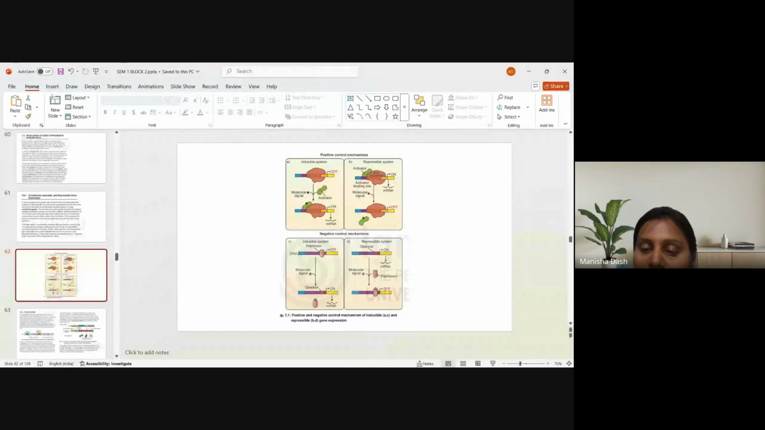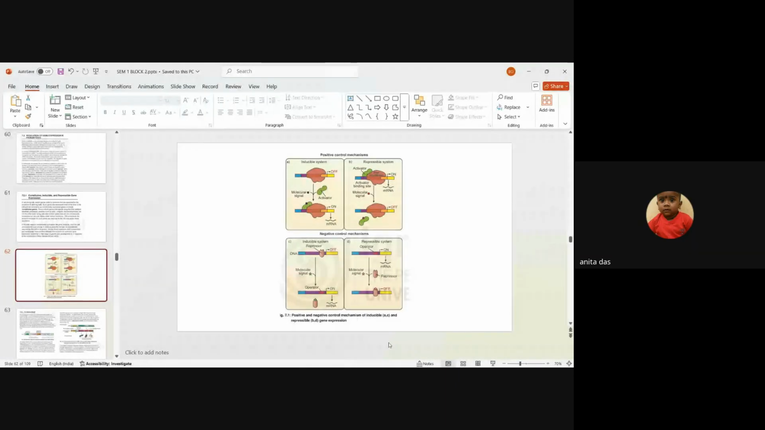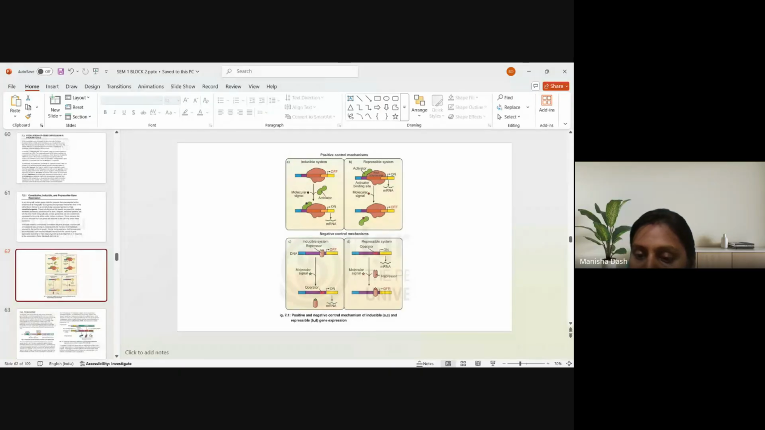Okay, any other question? Madam, what is the difference between translation and transcription? Transcription is synthesis of mRNA, sorry, DNA to mRNA is transcription. mRNA to amino acid sequence or polypeptide chain is translation.